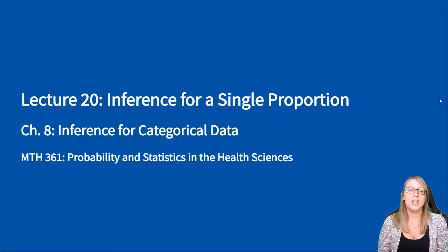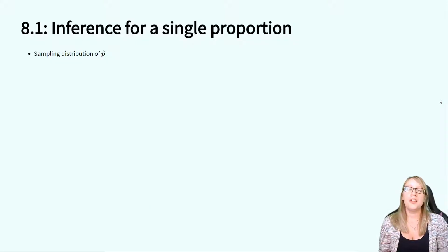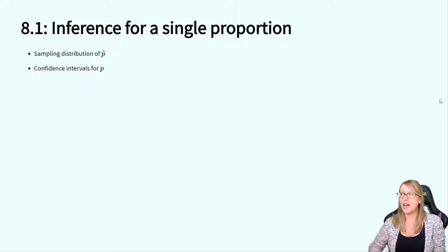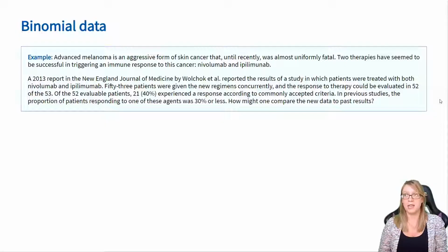Everyone. In this video, we will introduce some methods for working with categorical data. So now that we have really extensively studied how to model numerical response variables, let's flip it around just a little bit and think about categorical data. We'll start with the sampling distribution of the sample proportion p hat, so just thinking about a single categorical variable. We'll look at some confidence intervals for the population proportion p, as well as some methods that we can use to do a hypothesis test on the population proportion p.